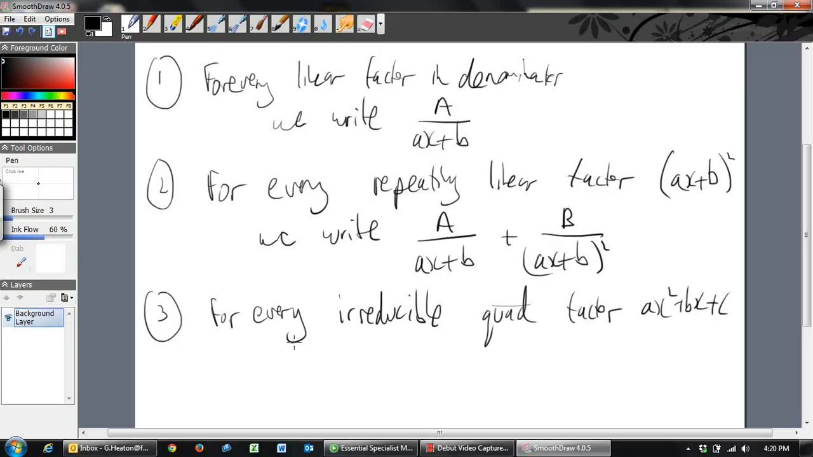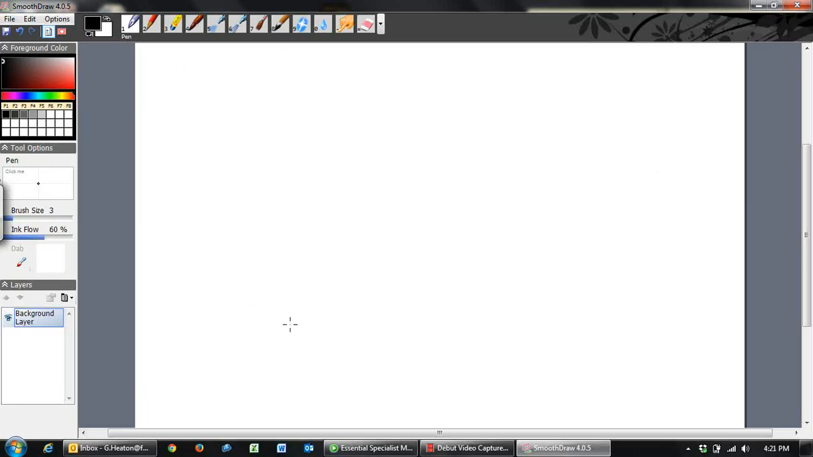I'll use ax plus b, so a linear factor over that ax squared plus bx plus c. Okay, that's how we write that out. This won't make sense yet. Let's get into some examples. This will make more sense.